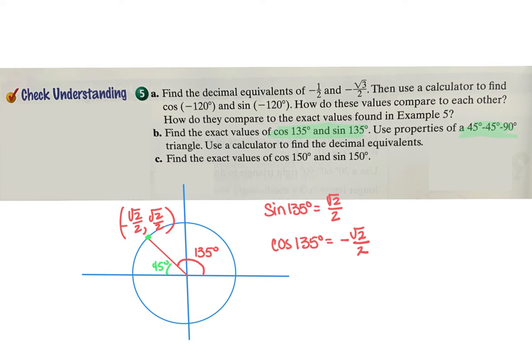Right? You can do the same thing with a 150. What's going to be your reference angle for a 150? 30. All right? So your cosine is going to be square root of 3 over 2. Your sine is going to be 1/2. All right? Except for a 150, your cosine is going to be negative because you are in the second quadrant. All right? Easy enough.